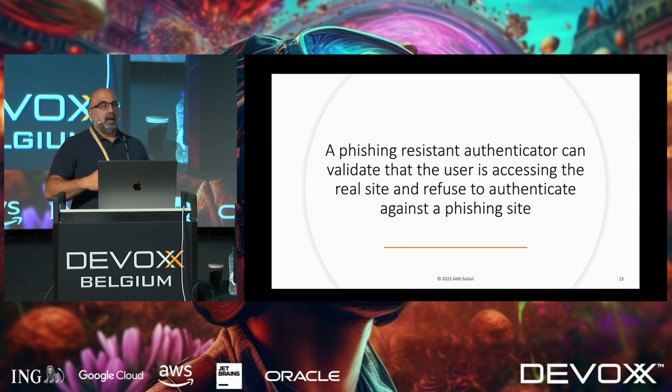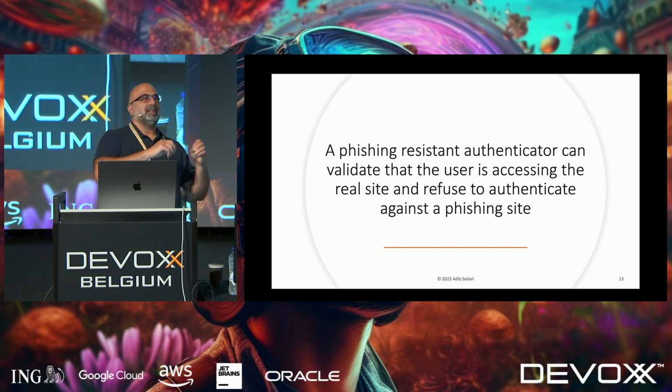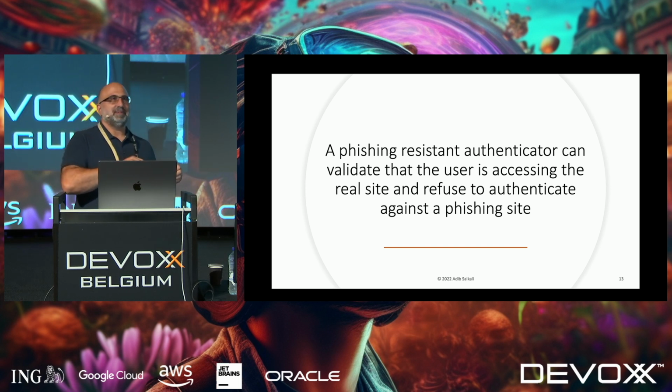Okay. And what makes an authentication technology phishing resistant? What makes it phishing resistant is that the authenticator needs to make sure that you're actually on the real website, not on a site that looks like the real website, but is not the real website. Does that make sense to folks? So how do we do that?